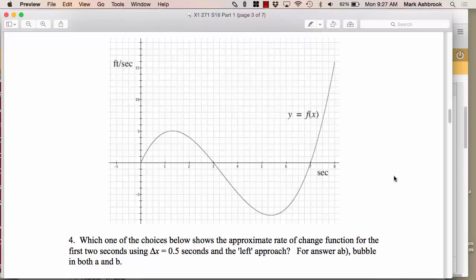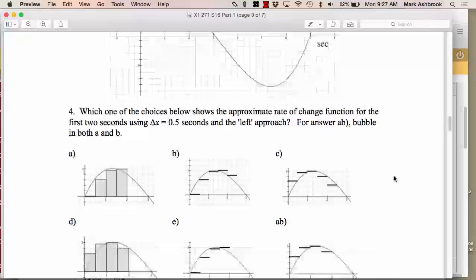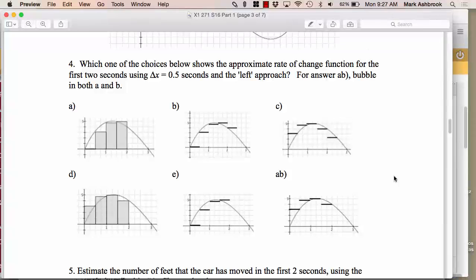Here I gave you that rate of change question, rate of change curve, and I ask you which one of these is an approximate rate of change function for intervals of 0.5 seconds using the left approach. For 0 to 2, first 2 seconds. So these first two on the left are not showing an approximate function. They're showing something else. They're showing rectangles. So in terms of approximate functions, it's going to be one of these four. And if we're using the left approach, that's either B or E.